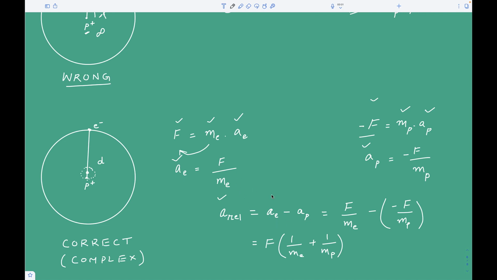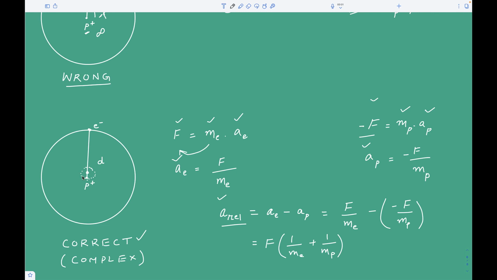And ae is equal to F over me, minus of, and ap is equal to minus F over mp. So minus of minus F over mp. And if you take out F, we will have F times 1 over me plus 1 over mp. So this is the relative acceleration between the electron and the proton in the hydrogen atom. And this is the correct representation of the hydrogen atom according to Niels Bohr's theory.